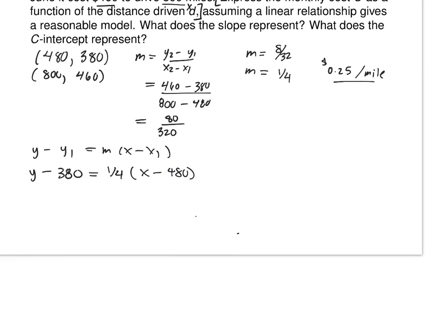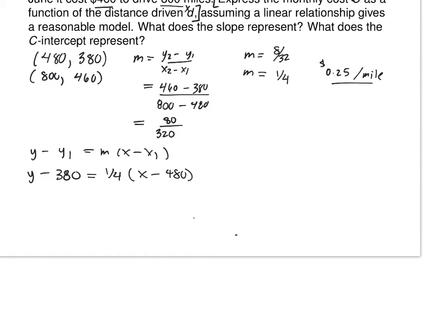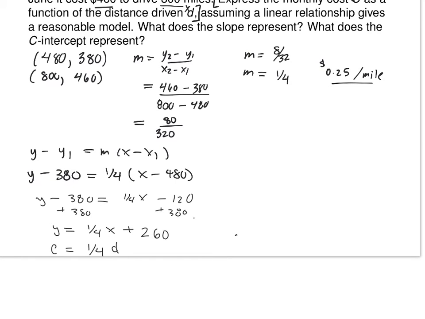And the numbers here really are special. Because what is a quarter of 480? 120. And what's the last thing you do? Add 380. Yep. What's negative 120 plus 380? Same as 380 minus 120, right? 260. And let's just put in the right things. So it was C equals 1/4 d plus 260.